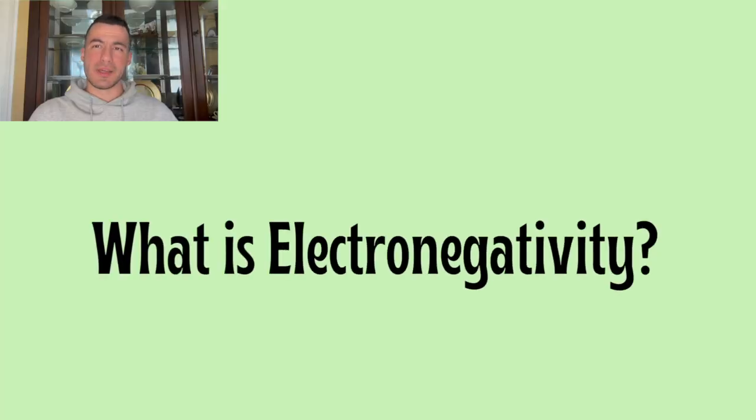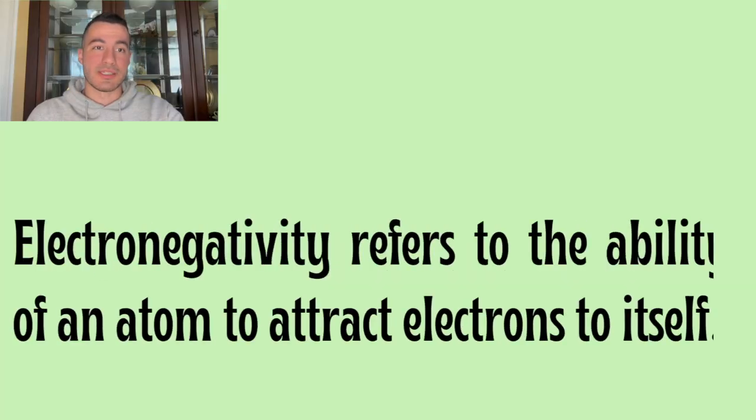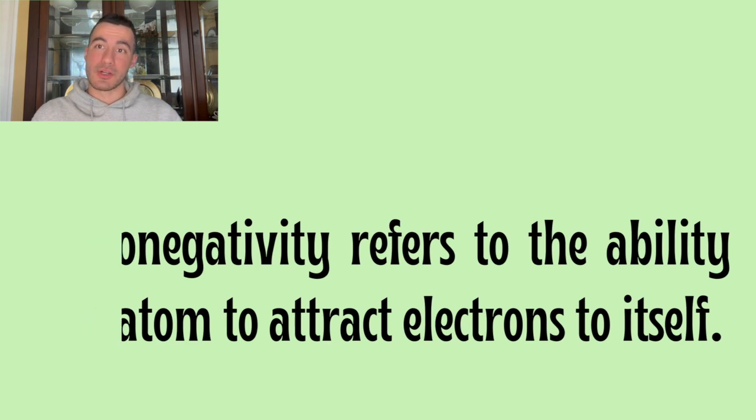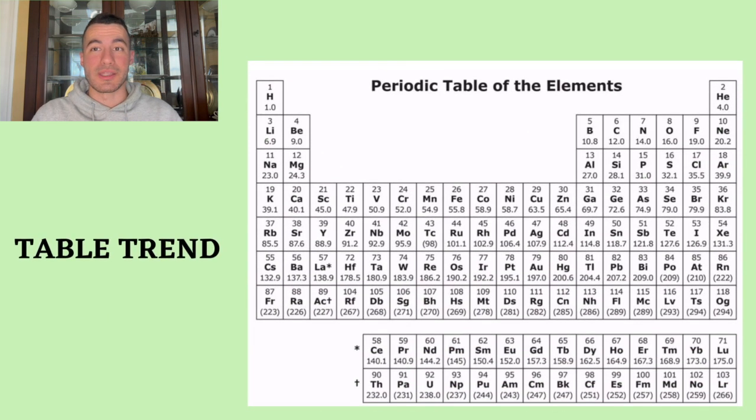So what is electronegativity? Electronegativity is defined as the ability for atoms to attract electrons to themselves, with elements that are more able to attract electrons being known as more electronegative. So with electronegativity, there come certain trends on the periodic table. What I mean by that is that there will be some elements that are more electronegative than others.